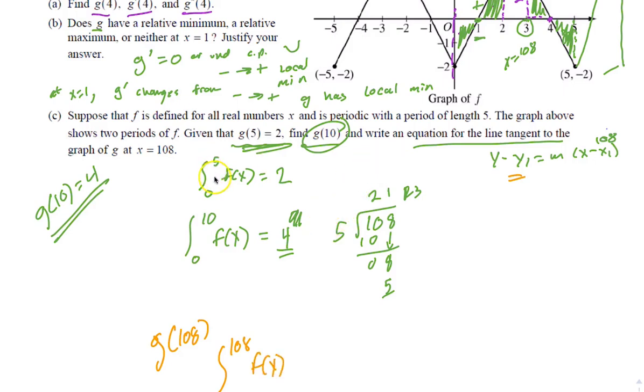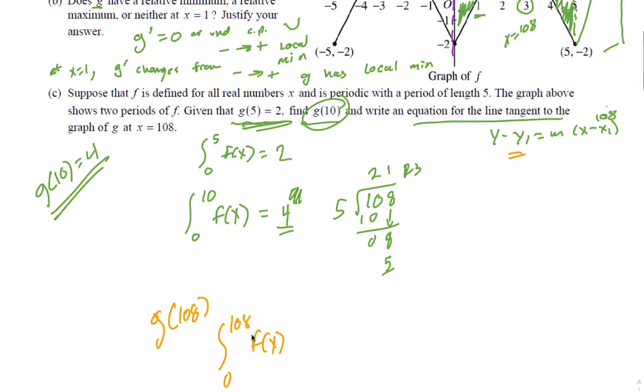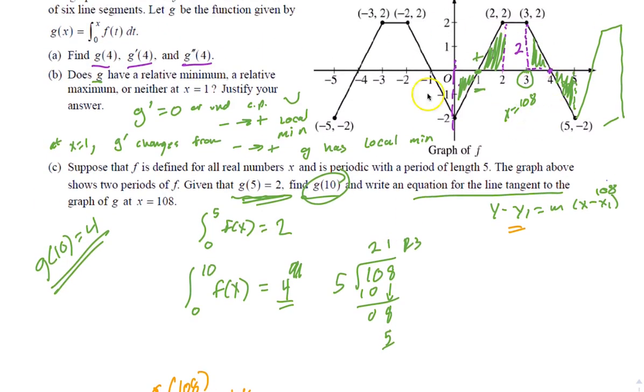Now, remember when we went 0 to 5 is just 2, and the 0 to 10 was 4? Every time we do it in a rotation, it's going to be a value of 2. Well, 108 is just doing a rotation 21 times. So this is going to be 21 times 2, right? Because every one of these areas is 2. And I'm going to do it 21 times.